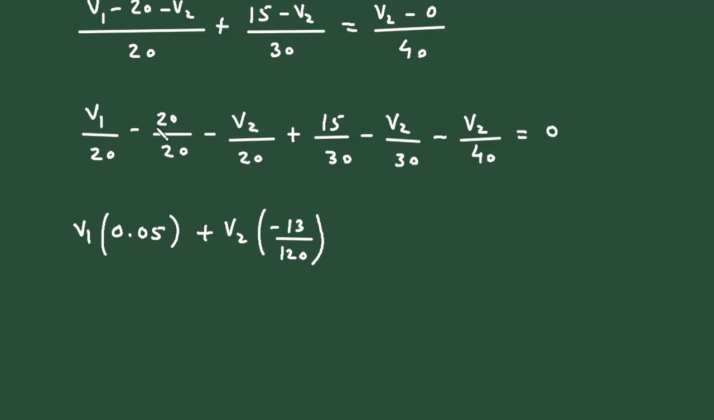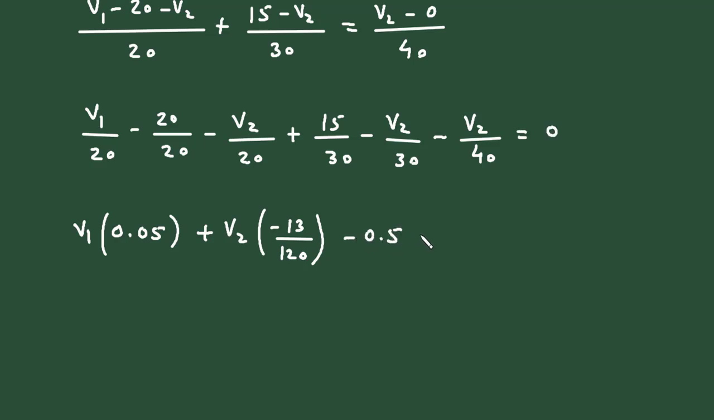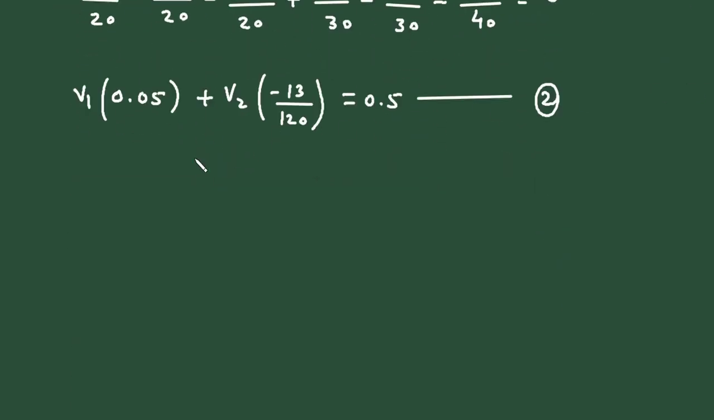Now we will solve this constant, so it will be minus 1. 20 divided by 20 is minus 1, then plus 15 divided by 30, so it is minus 0.5. So minus 0.5 is equal to 0, or we can directly take this on the right side, so it will be plus 0.5. Now let's say this is equation number 2. Now we got two equations, equation number 1 and equation number 2.